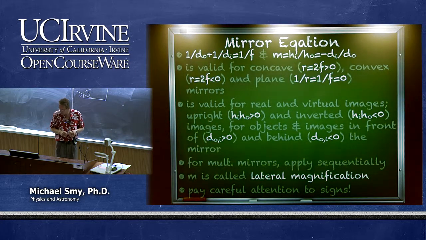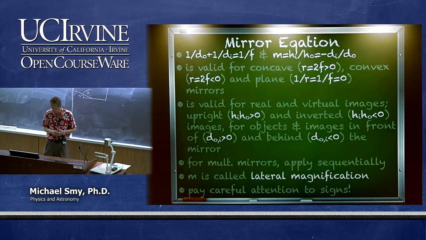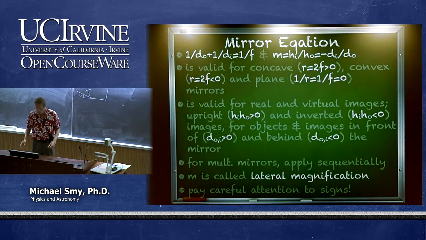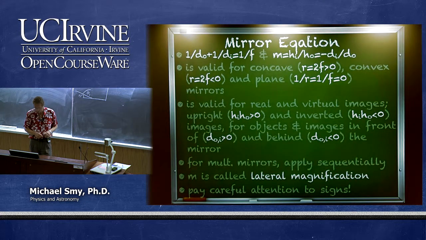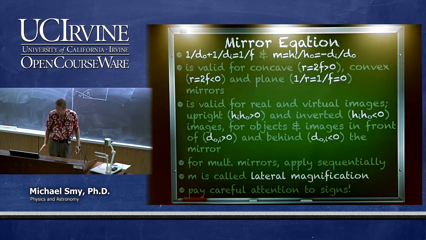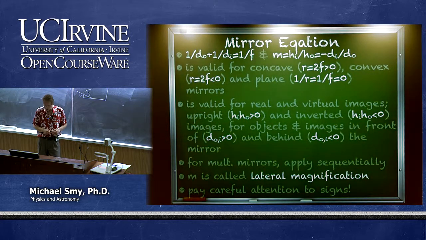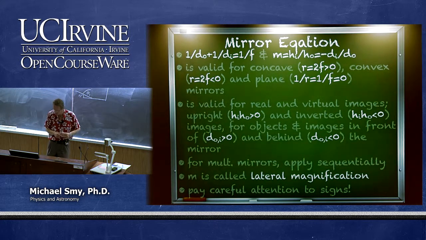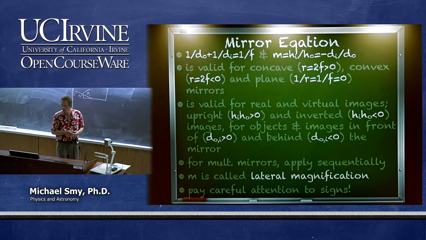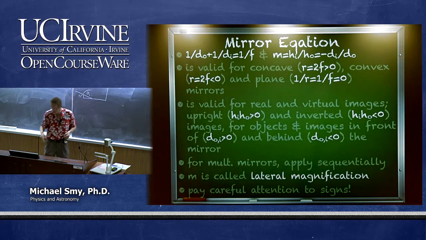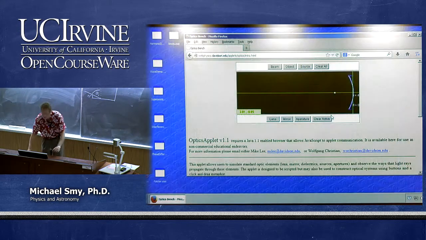And if there are multiple mirrors, one can apply this lens equation or this mirror equation in sequence. So we can first consider the first mirror and then consider the second mirror. So the image of the first mirror becomes the object of the second mirror. Finally, the ratio M is called lateral magnification. To make this equation work for you, you have to pay very careful attention to the signs, or you get it wrong.